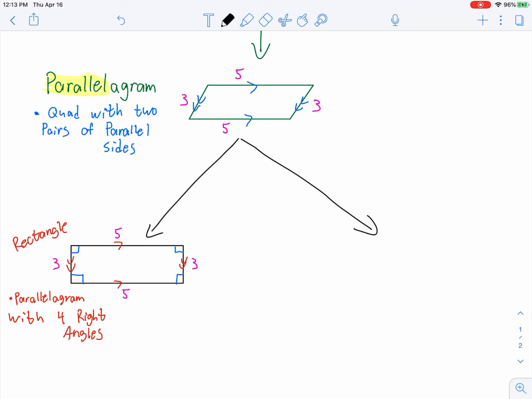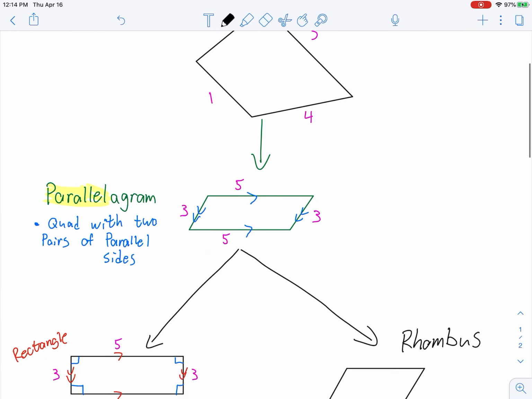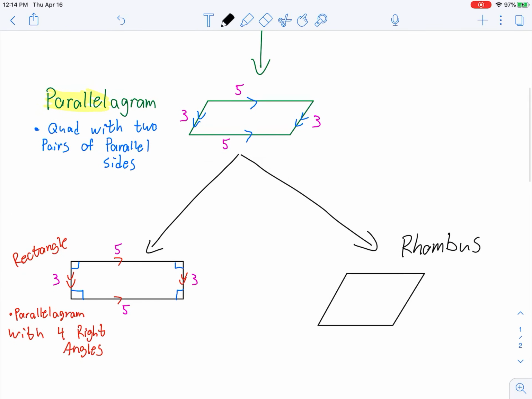Oop, that's a bad one. We're going to pretend that it's a perfect shape. Okay. So what this is, a rhombus. What's a special thing about a rhombus is that it still has 4 sides. It still has opposite sides that are parallel with each other, but we don't know anything about the angles.